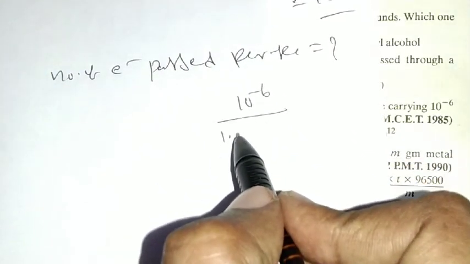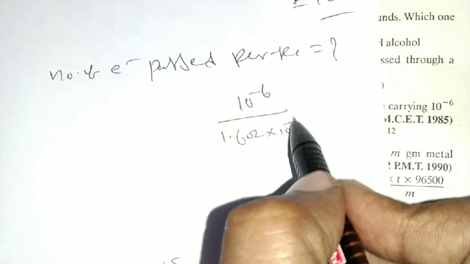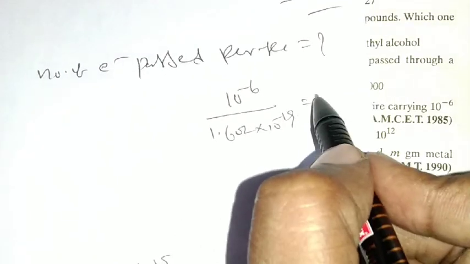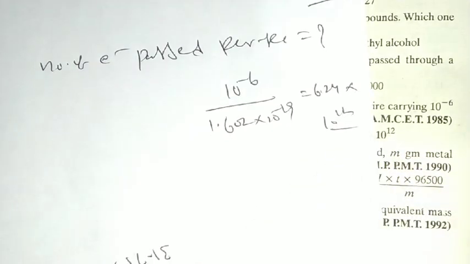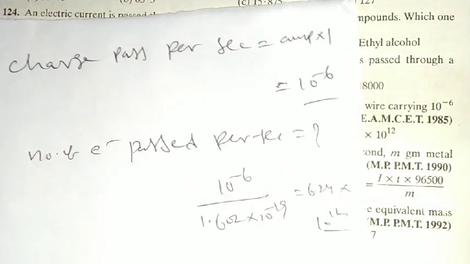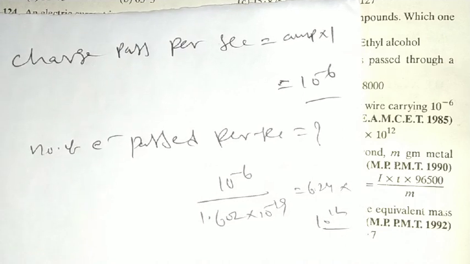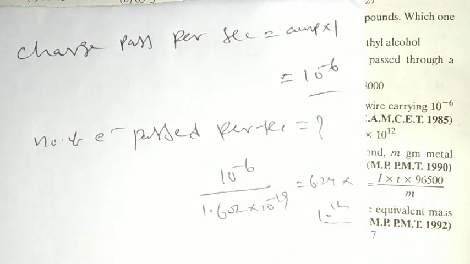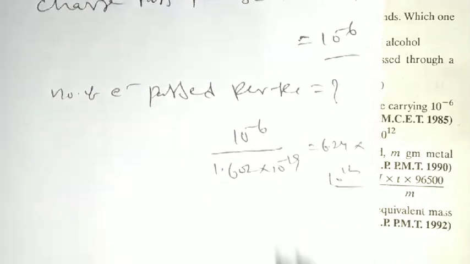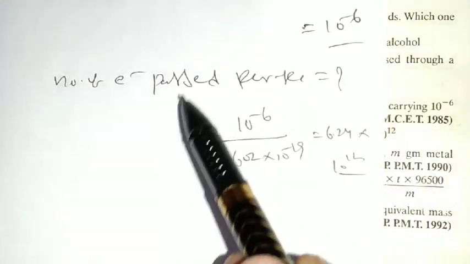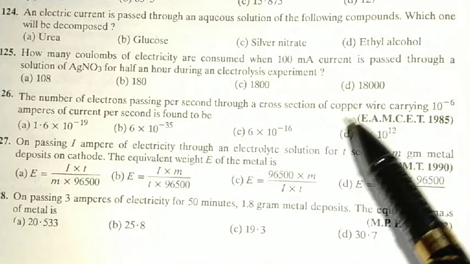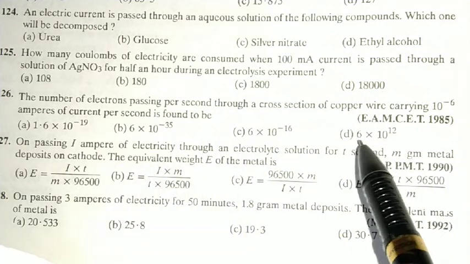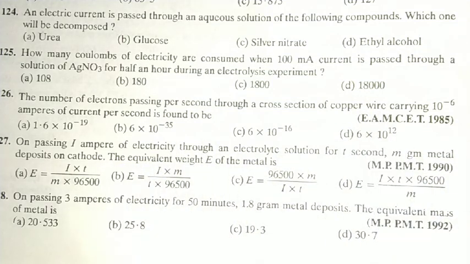What is the charge of an electron? 1.602 into 10 power minus 19. If you simplify, we will get 6.24 into 10 power 12. Direct substitution. Is it okay? So first identify the total charge, and here the number of electrons. So the total value divided by the charge of an electron, you will get 6.24 into 10 power 12. So what is the option here? Option D. Is it okay?